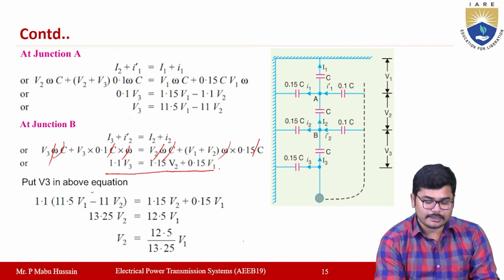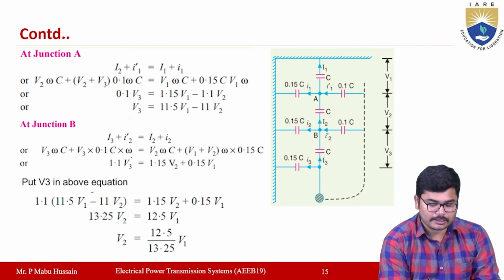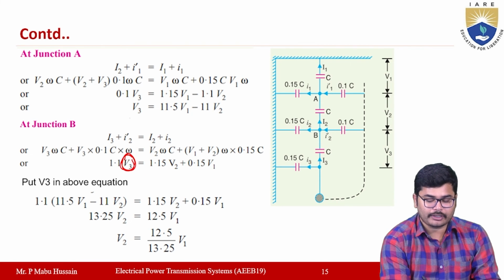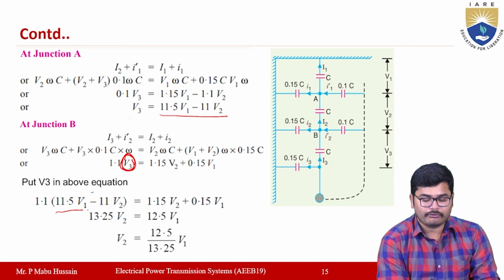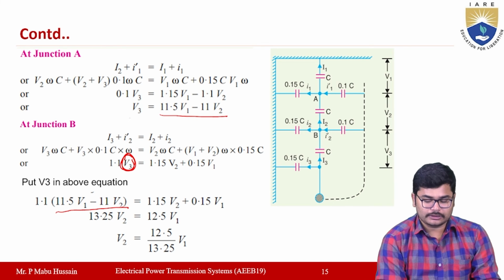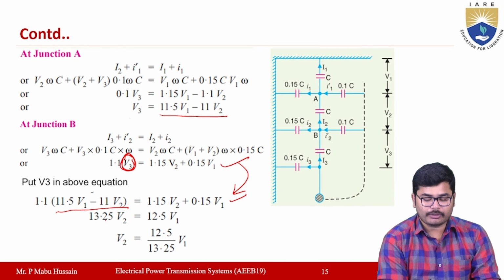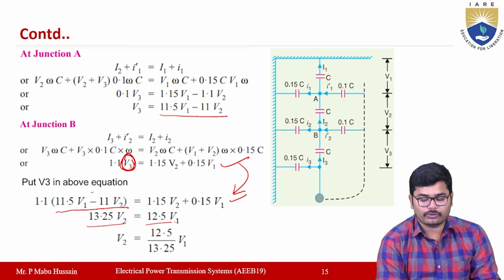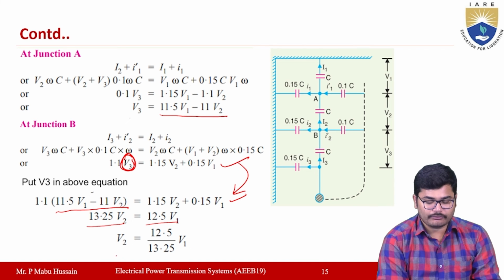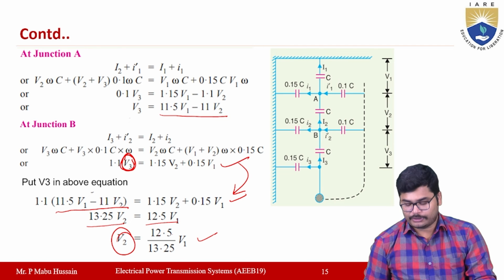Now in this equation we are going to substitute the value of V3. V3 is here. So in place of this V3 we are writing this equation, 11.5 V1 minus 11 V2. Then this equation can be written as this equation. So from this equation you are getting 13.25 V2 is equal to 12.5 V1. Then V2 you are getting as 12.5 by 13.25 into V1.